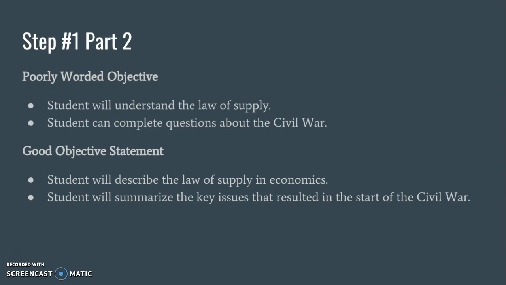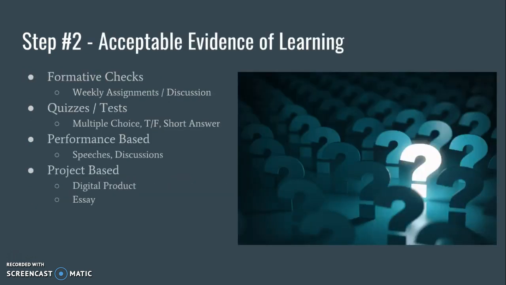Student will summarize the key issues that resulted in the start of the Civil War, right? So the student has to go from the beginning to the outbreak of the Civil War and trace the chronological order of events that got us to that moment, right? So they have to create something, write something that will do that. Those two things are measurable. We can put those on some type of assessment and know that they are getting that knowledge. So again, we'll get into more detail with that as time goes on. So that's the first step.